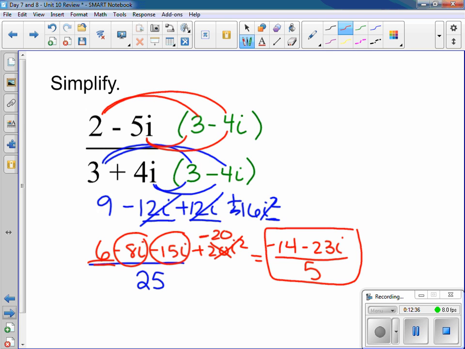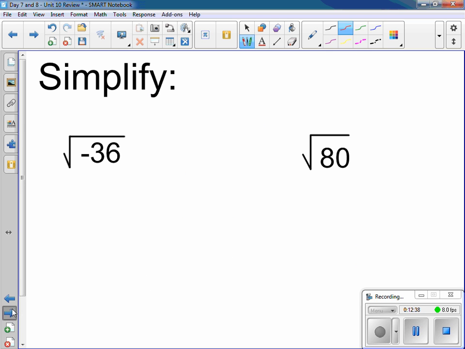Okay. All right, and the last couple, we're not going to do the application one. So the last one is just simplifying. So anytime it's a negative, you automatically know you're going to get an i, and then you can make that positive if you take the i out. So the square root of 36 is 6. So you get 6i since it's negative.